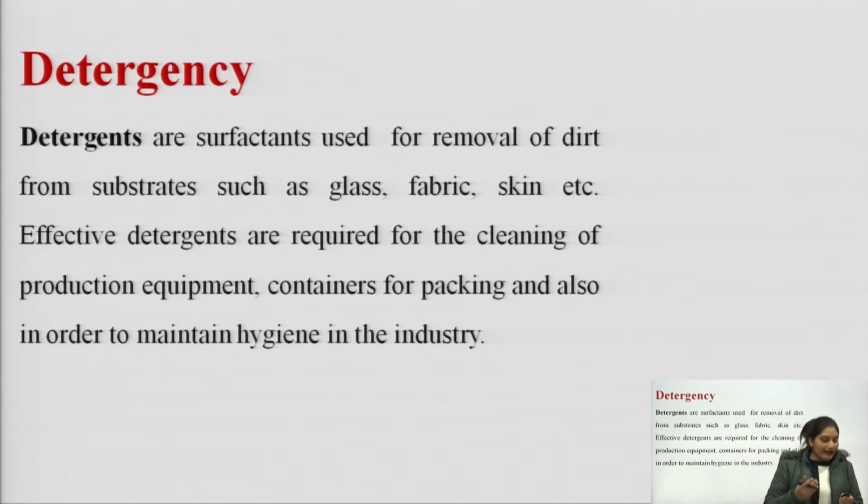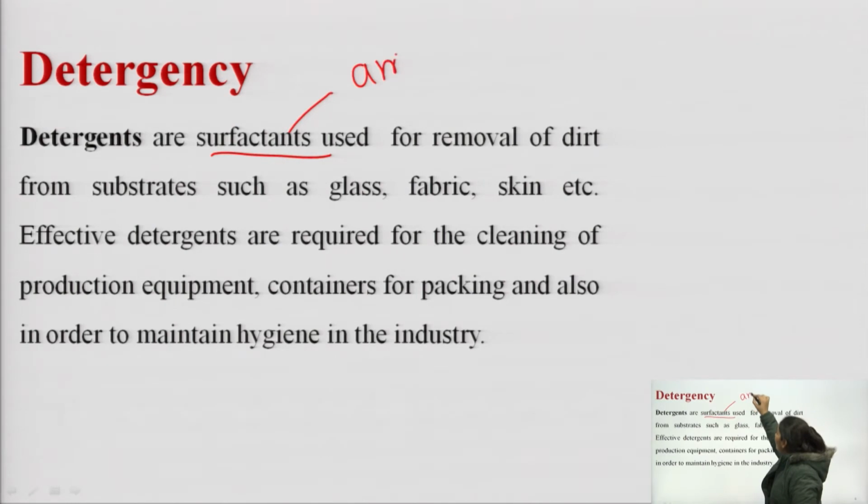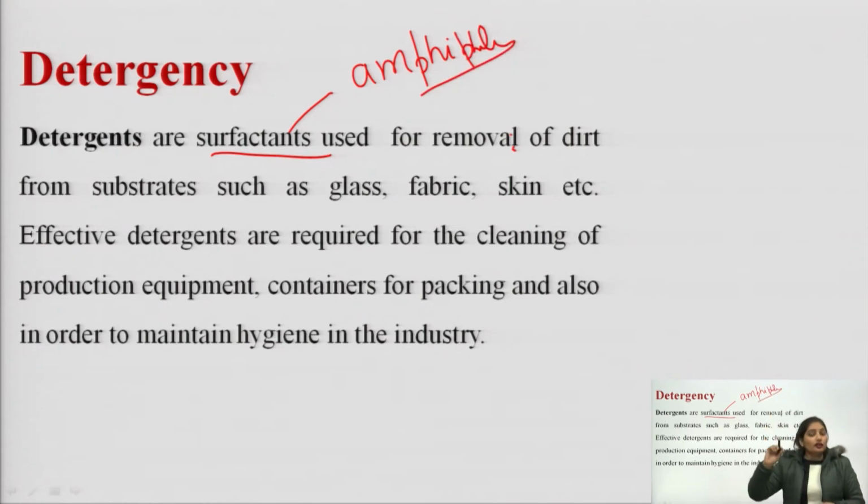Okay. So, I have told you that detergents are surfactants, and what are surfactants? Surfactants are the surface active agents, and these are also known as the amphiphils. Okay. What do you mean by amphiphils? Amphiphil means these contain hydrophilic head and hydrophobic tail.